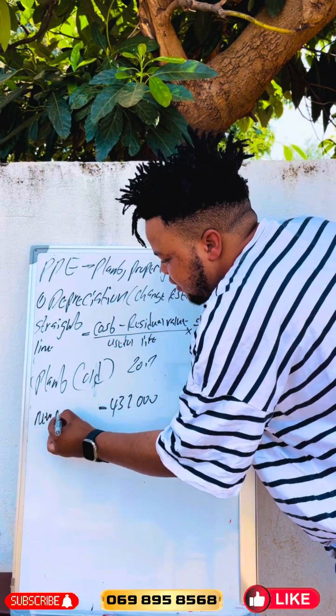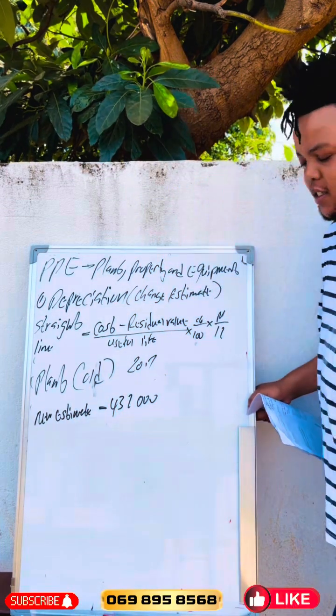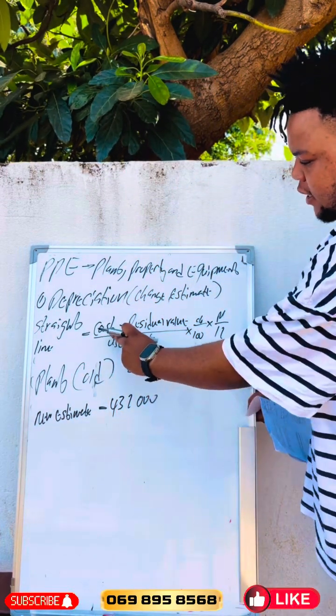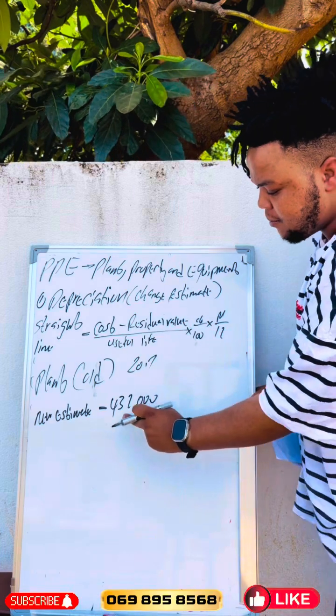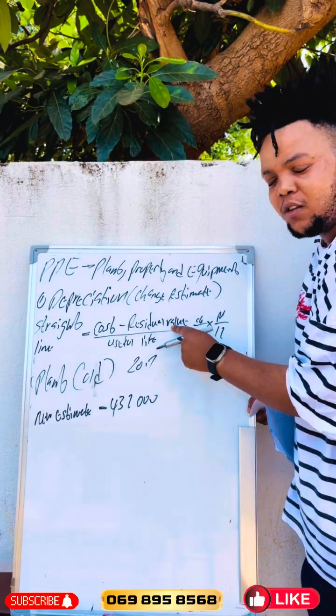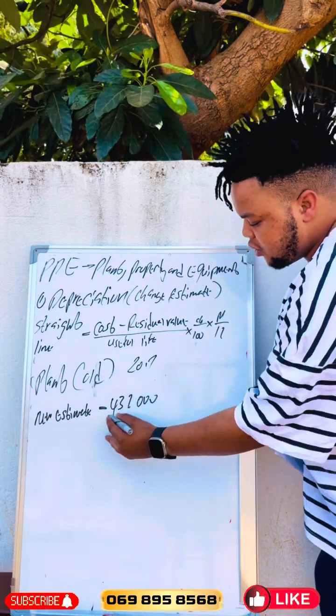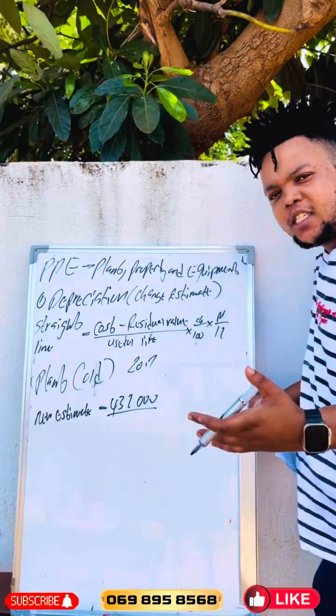Remember, here I'm calculating for the current year using what? New estimate. And then I don't have residual value, meaning that if there's a change in estimate, you said carrying value minus residual value, which here we don't have what? A residual value, we have got the carrying value. Then you divide by the change in estimate.